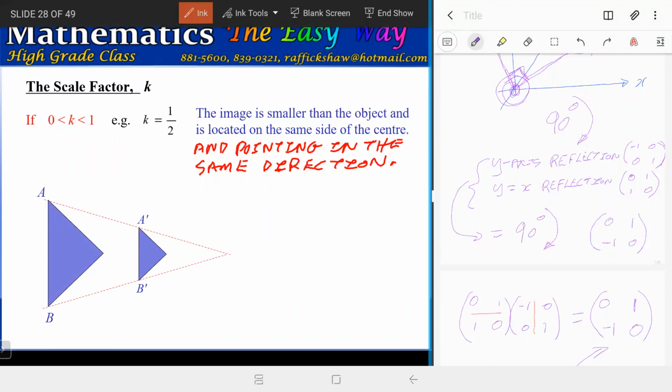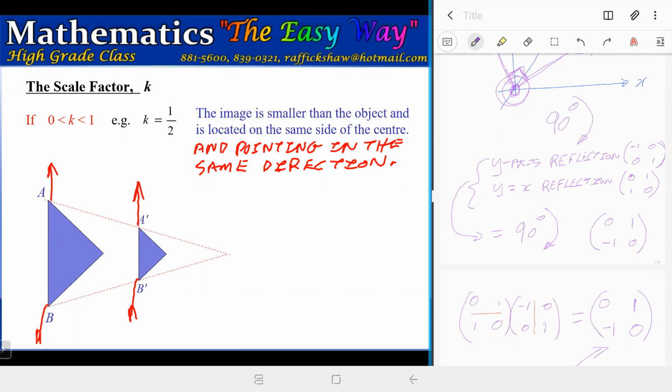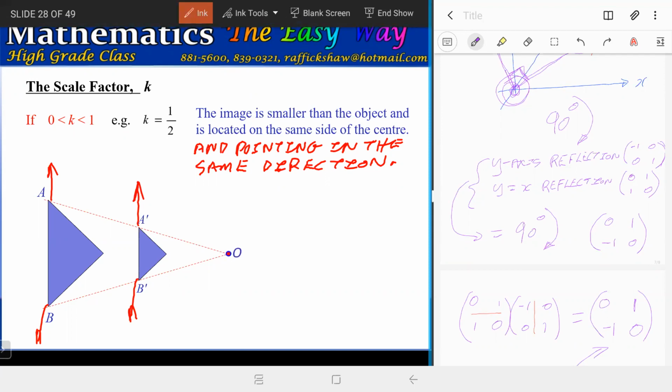Look at it now. A is pointing up on the object, A prime is pointing up. B is pointing down on the object, B prime is pointing down. Both of them are pointing in the same direction, so therefore the scale factor is positive. Bam, that's my center. Both of them are on the left side of the center. See, this one is on the left, and the other one is also on the left of the center. Both of them are on the same side of the center because this is a positive scale factor. But it is obvious that this one is smaller than this one because of the half.